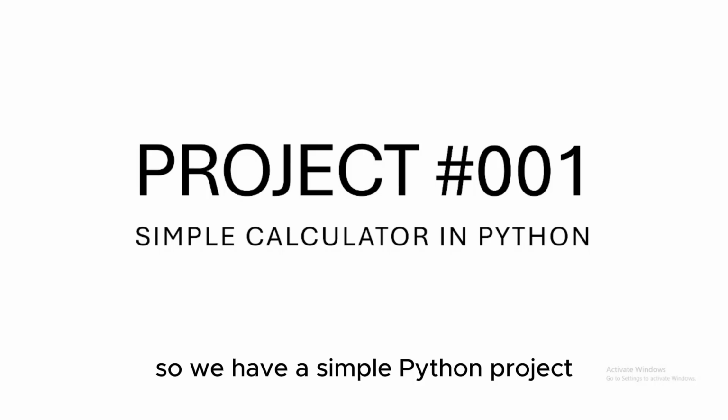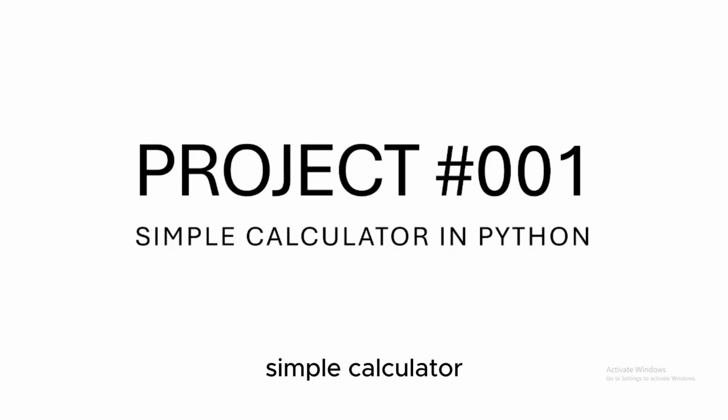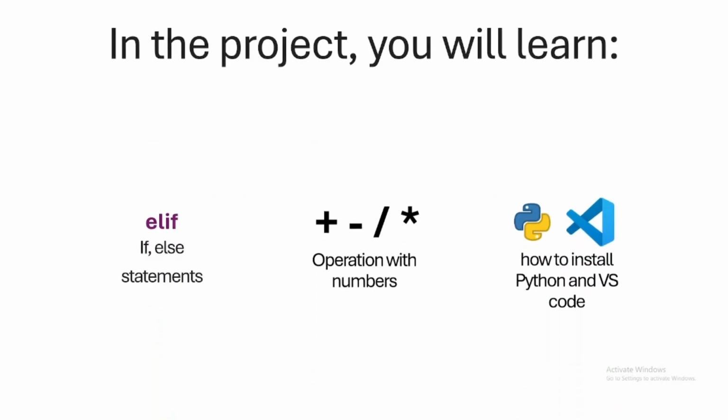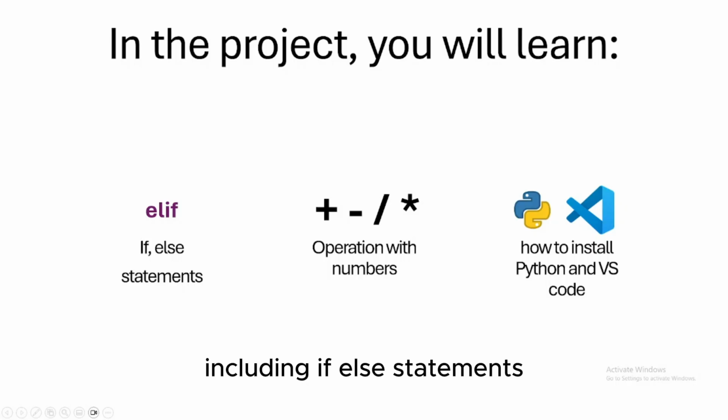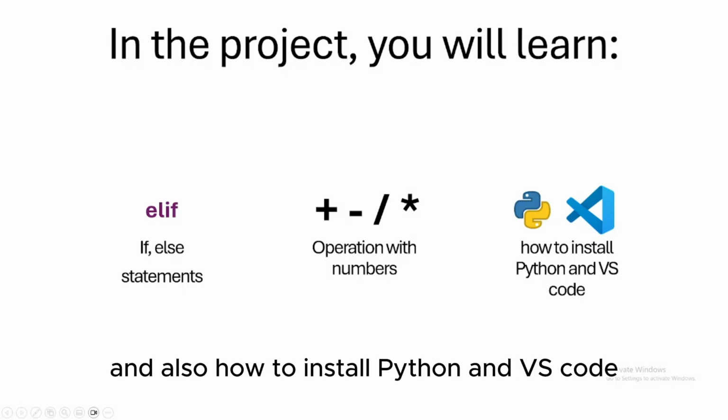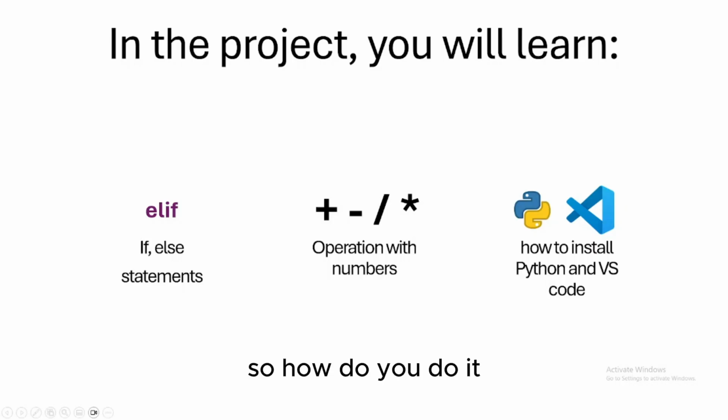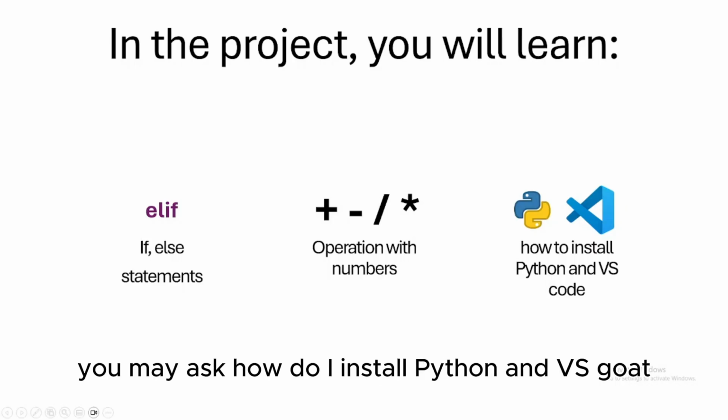So we have a simple Python project, a simple calculator. Let's get into it. In the project you will learn if statements, including if-else statements, operational numbers, and also how to install Python and VS Code. So, how do you do it, you may ask? How do I install Python and VS Code?